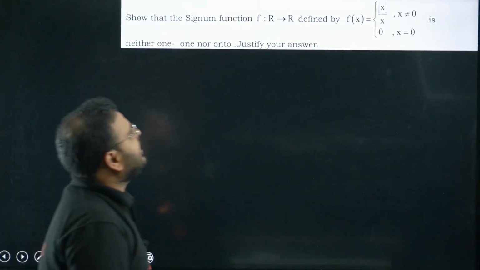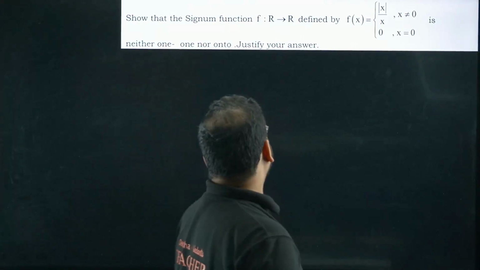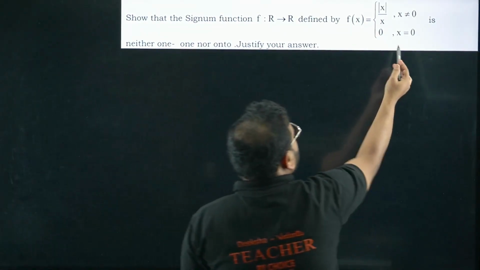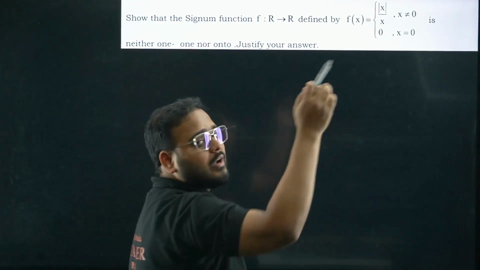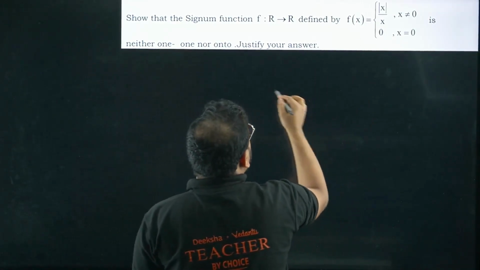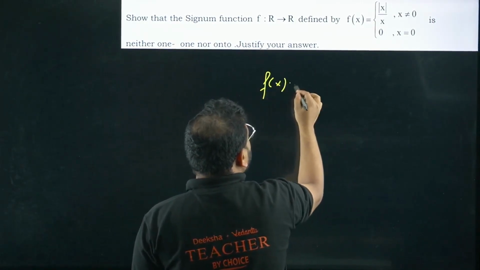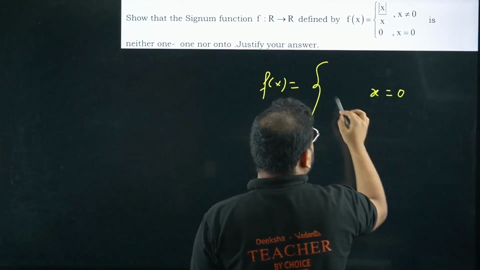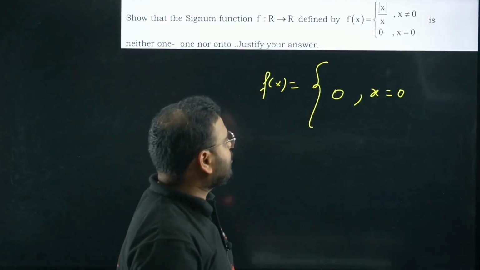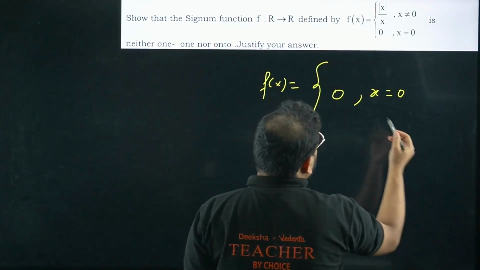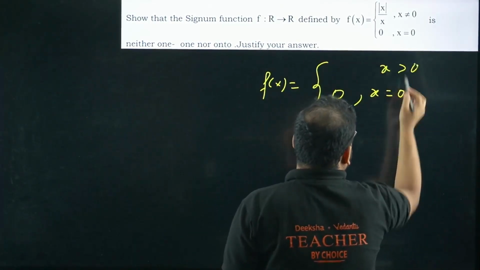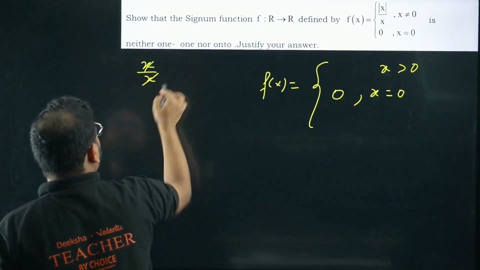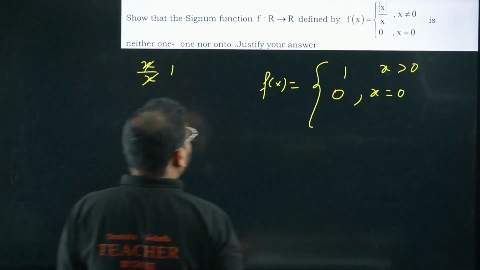The signum function f from R to R is defined by this, and it is neither one-one nor onto. Let's solve it. Signum function, right? We have a point at 0. Okay, let's look at values for after 0 and below 0. Define this function f(x) in 3 cases. When x is 0, it will be coming as 0. Please check, x is 0 means it's coming as 0. If I take x more than 0, what will happen to this? It will become plus x by x, so simply 1. Correct?